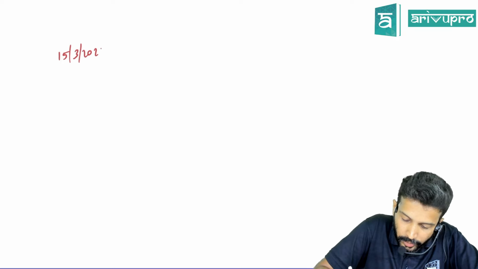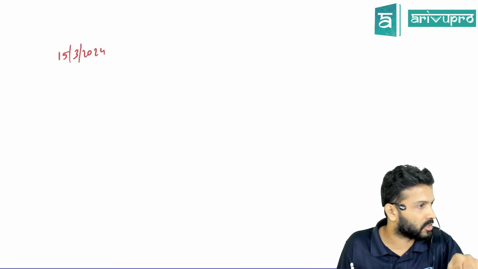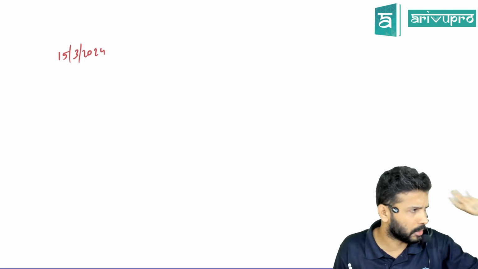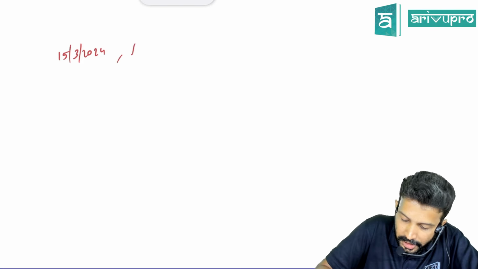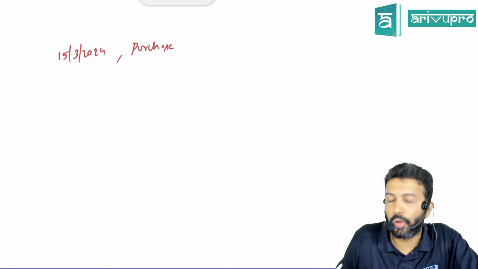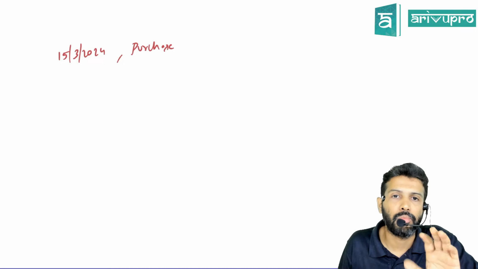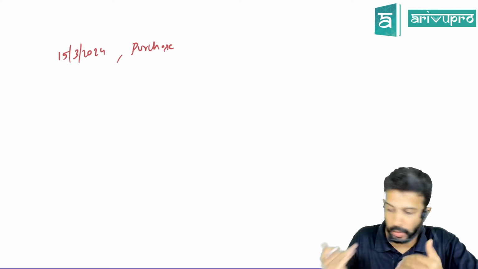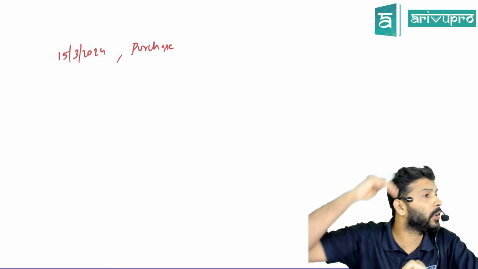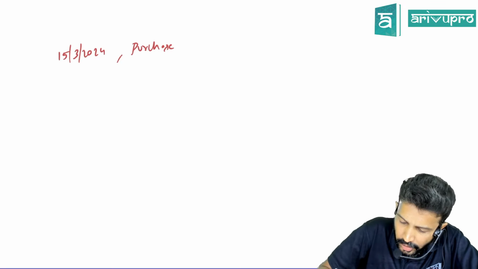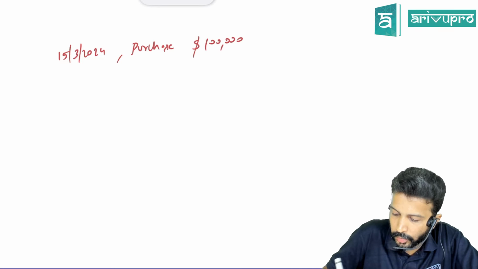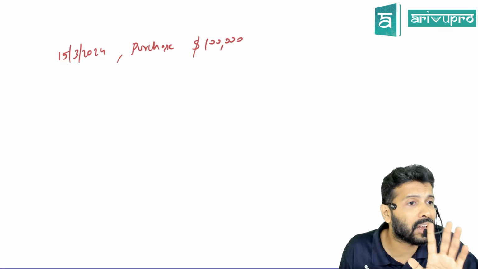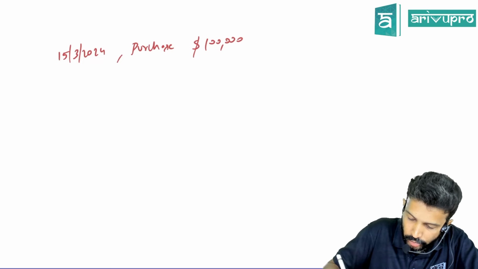15th March 2024. The previous example was towards sales. Now we'll take one towards purchase, the opposite one. 15th March 2024. This time around, you purchased from a US creditor. You imported the goods from a US vendor. So let's say you purchased goods worth $1 lakh. Okay, I'll give you some components.